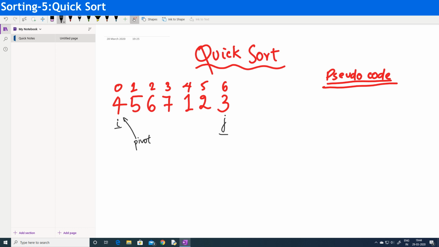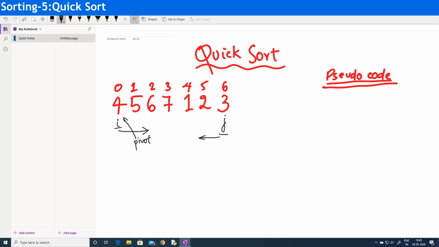i says that I'll keep moving forward until I find an element greater than 4. So i keeps moving forward like this. And he says, when I find an element greater than 4, I'll stop at that position. Then you do your work, j. So j says, I'll keep moving backward from 3 onwards, and I'll keep moving and moving and moving till I find an element less than 4. When I find an element less than 4, I'll stop.